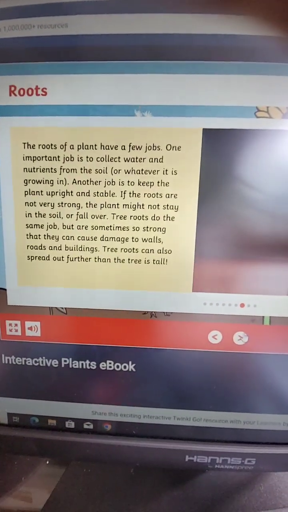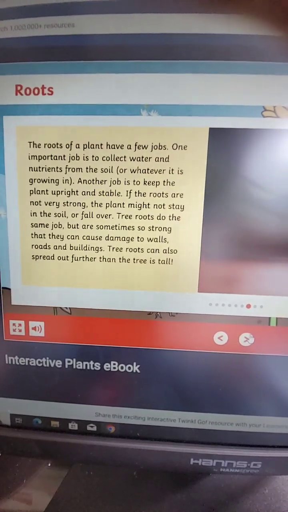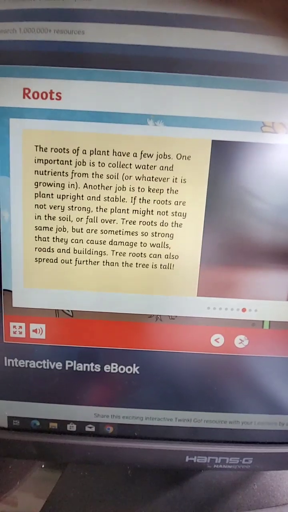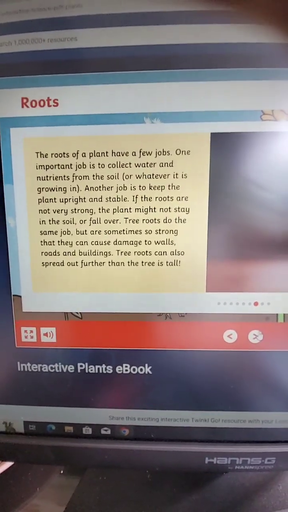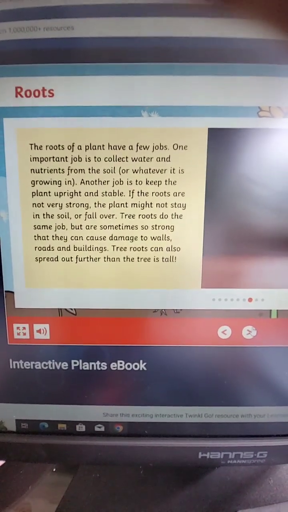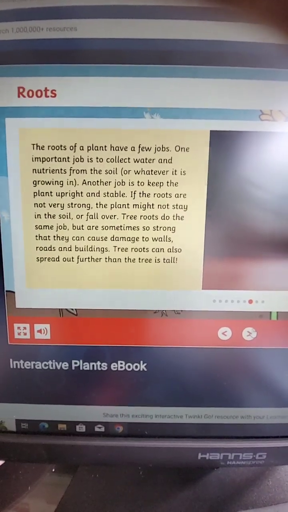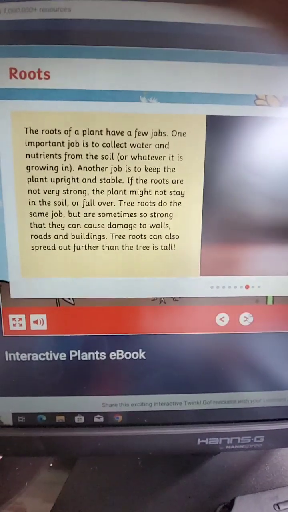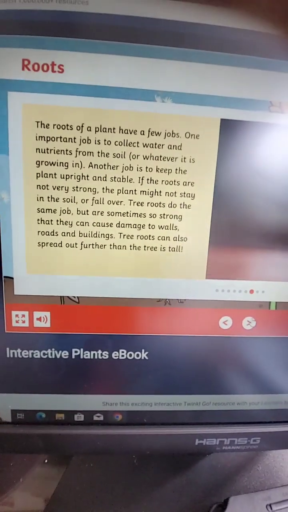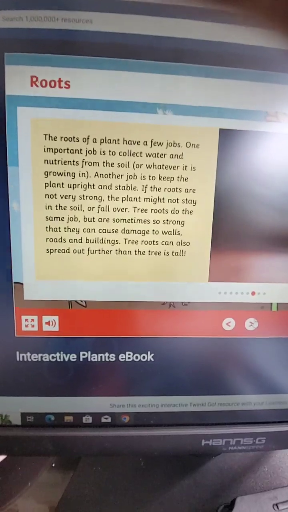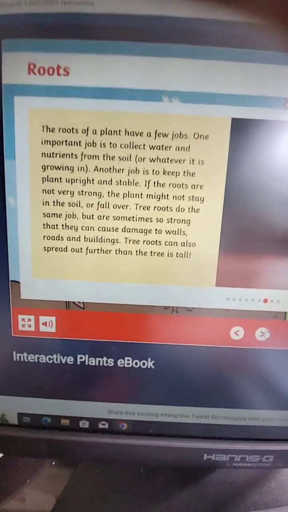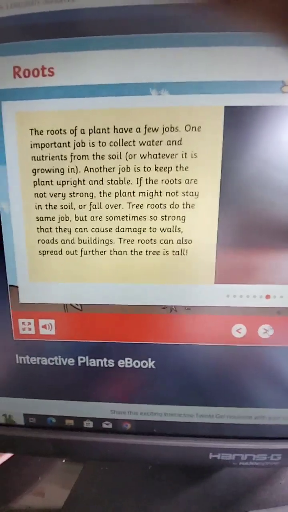Roots of the plant have a few jobs. One important job is to collect water and nutrients from the soil or whatever it is growing in. Another job is to keep the plant upright and stable. If the roots are not very strong, the plant might not stay in the soil and could fall over. Tree roots do the same job but are sometimes so strong that they can cause damage to walls, roads and buildings. Tree roots can also spread out farther than the tree is tall.